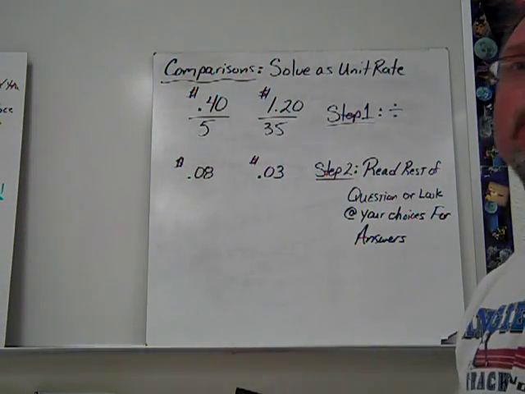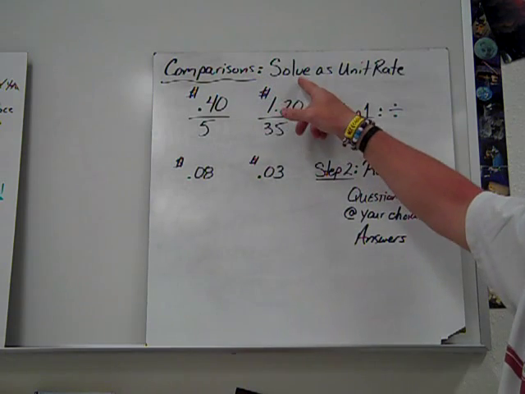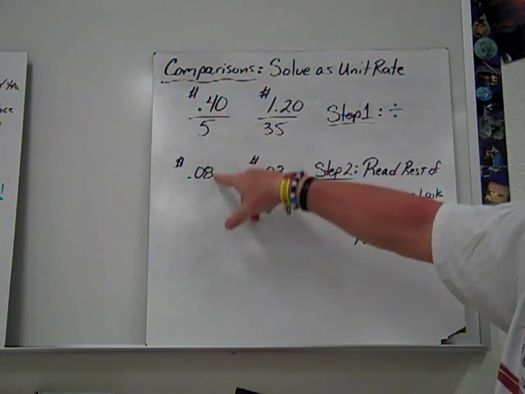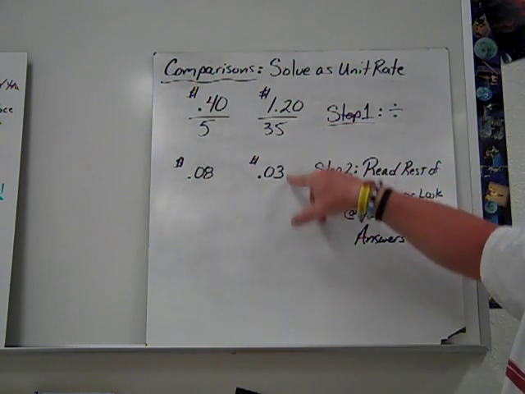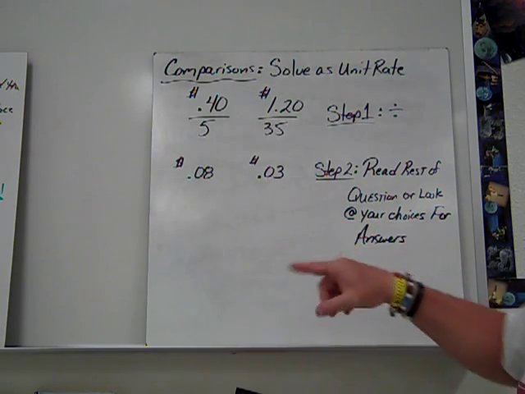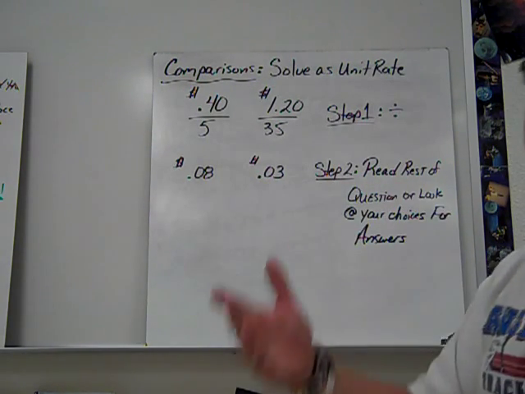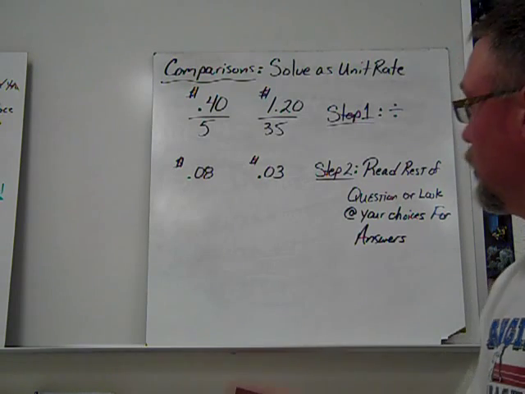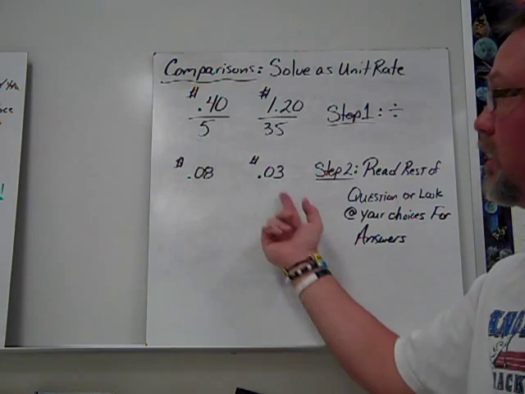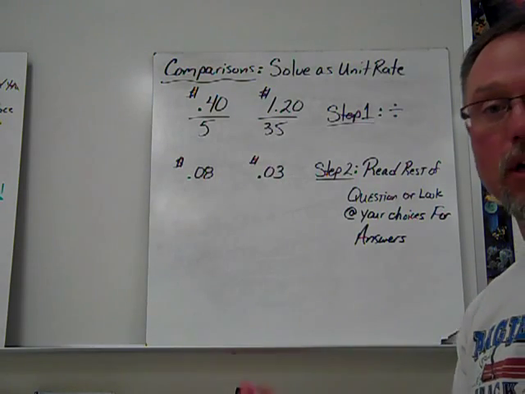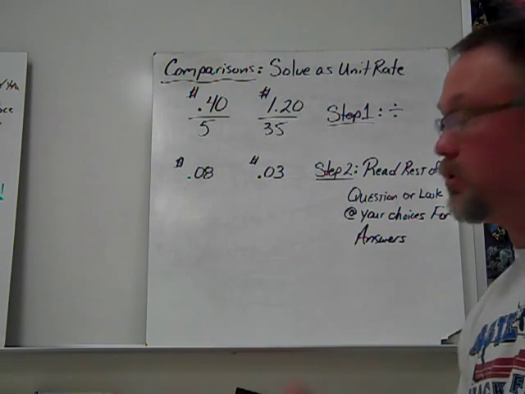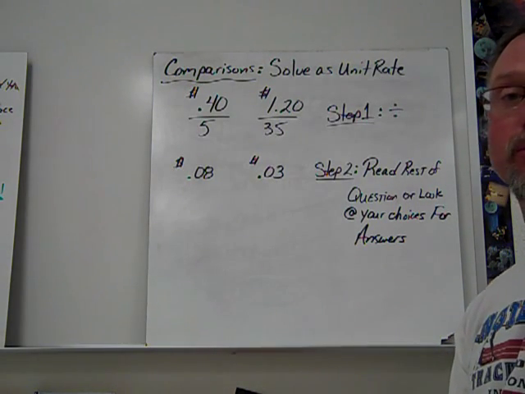Our last one is similar to what we did before. We're just comparing, solving as a unit rate. We take our value over our amount, divide, value over our amount, divide. So our step 1 is just divide each one, figure out what you got. Step 2, you want to read through the rest of the question and see what they're asking you for or what their choices are. So they may have you subtract these. They may just ask you which is the best or which is the correct choice, or what's the difference between the savings. So make sure that you read your questions as you go through.